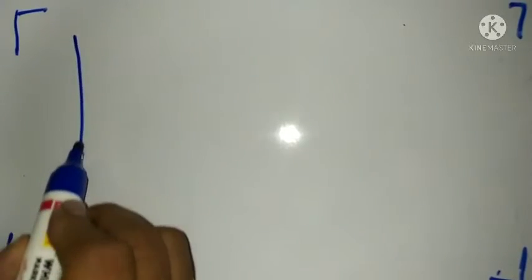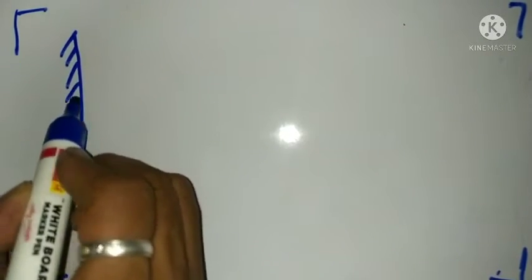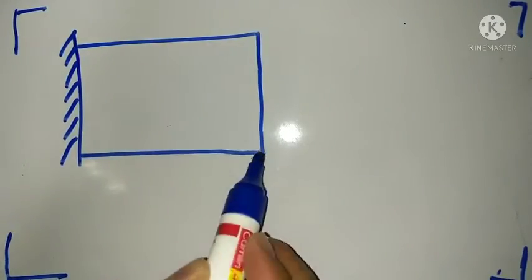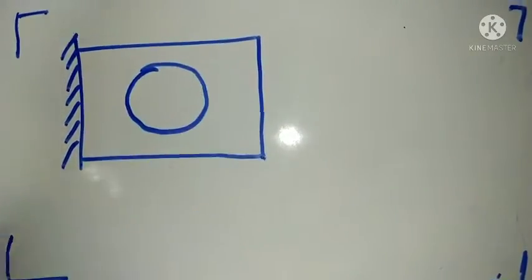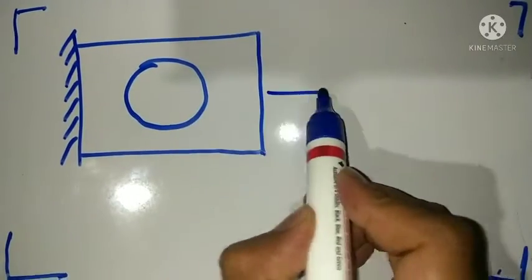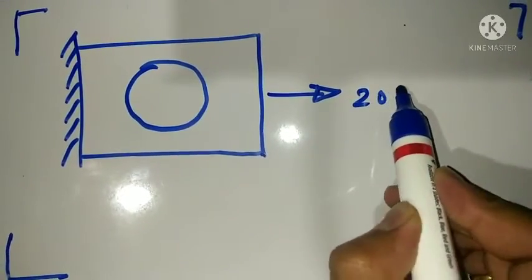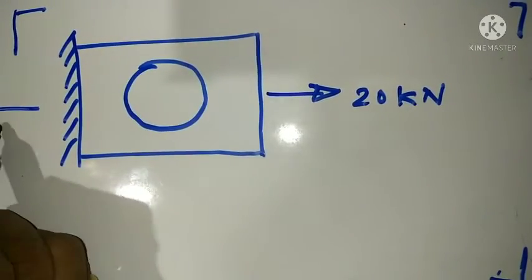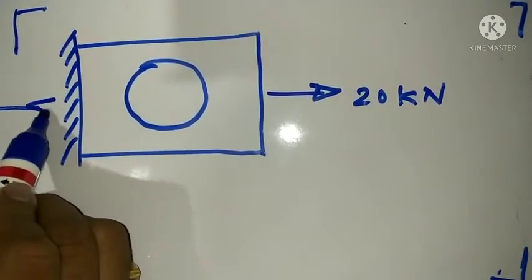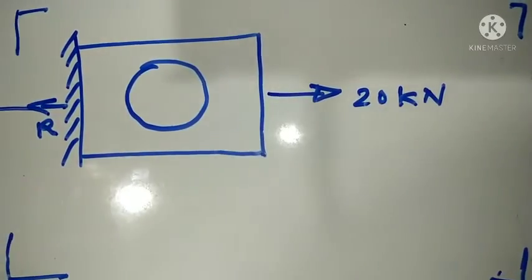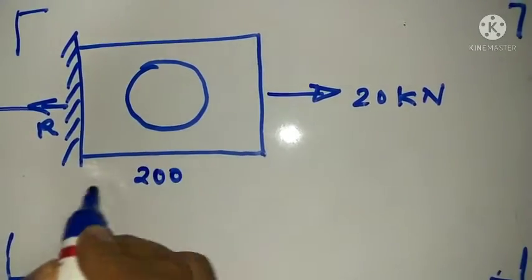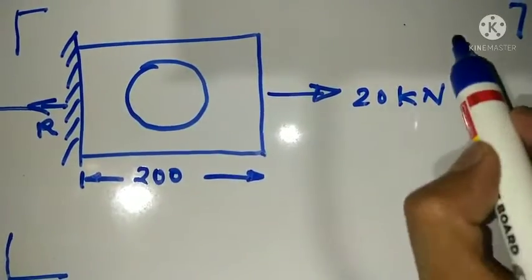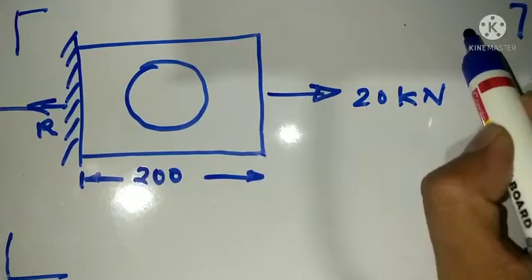We will solve a problem on a rectangular bar which is fixed at one end and which contains a circular hole at its center. So let's see the dimensions, and it is going to be subjected to a 20 kilonewton tensile load, and the reaction will be at the fixed end. The length of that rectangular bar is 200. I will draw the cross section also.